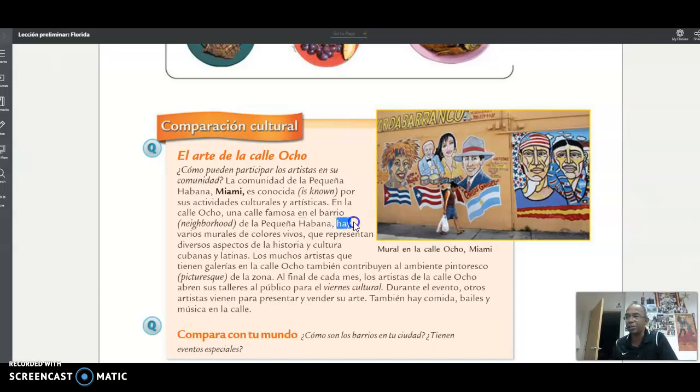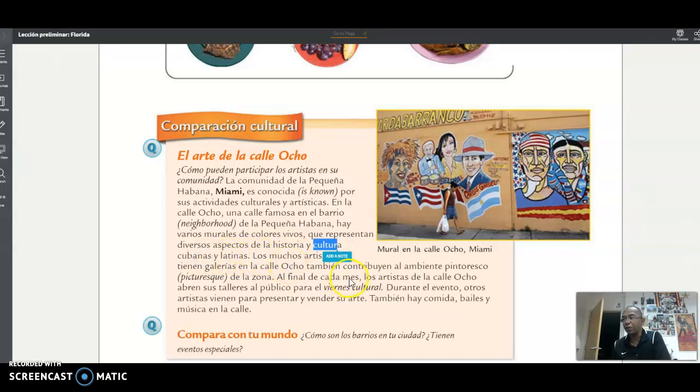Hay varios murales. Hay means there is or there are. Varios is another cognate. Murales, another cognate. De colores vivos. Colores is another cognate. Que representan, another one. Diversos aspectos. Diversos is another cognate. And aspectos is another cognate. De la historia y cultura. Cultura is also a cognate.